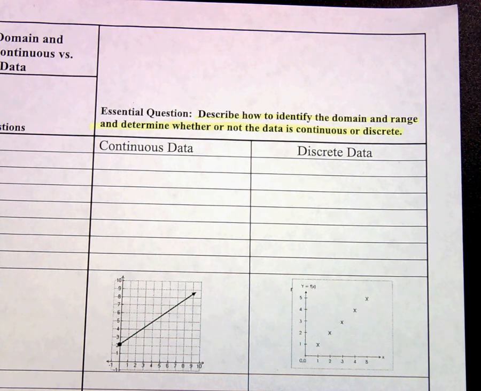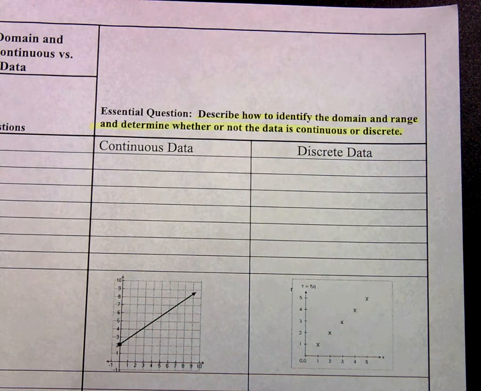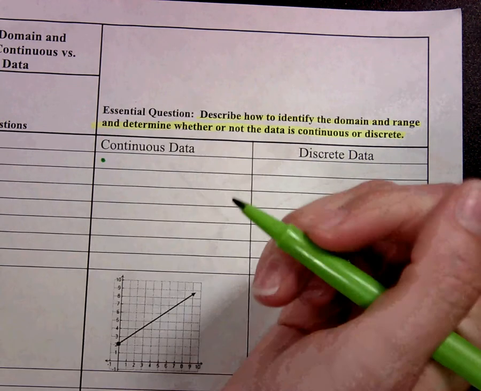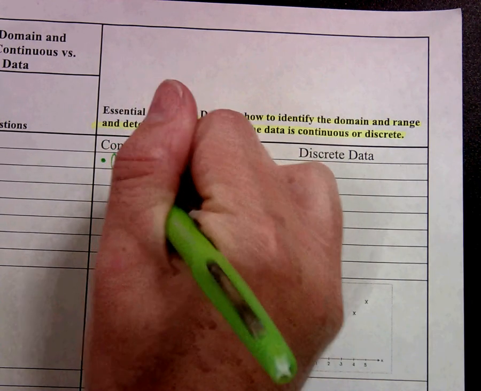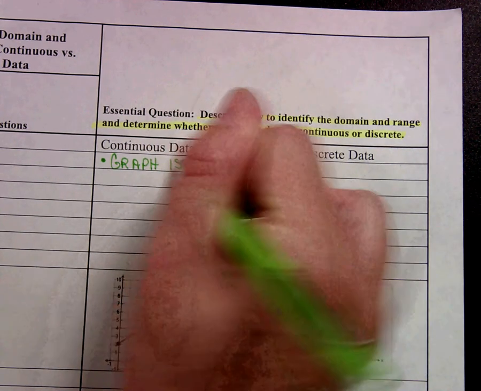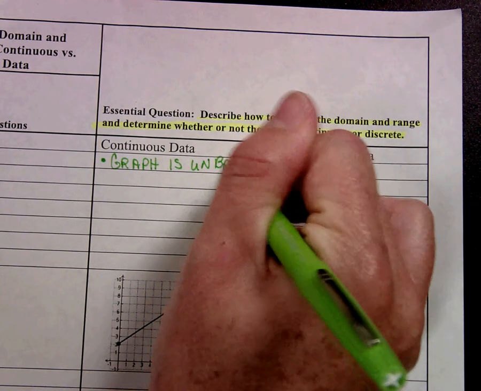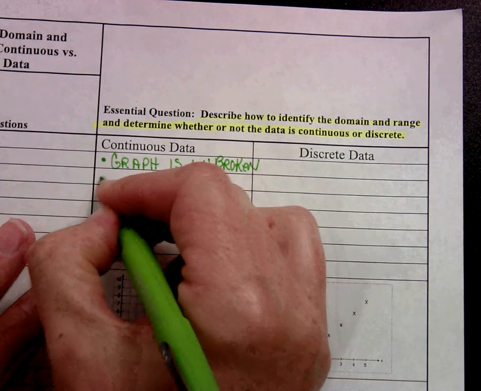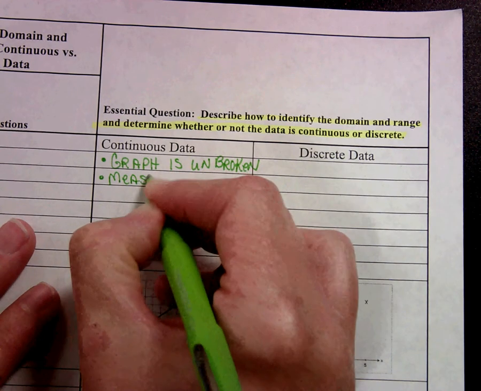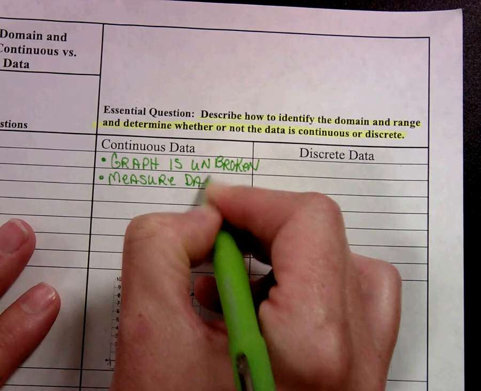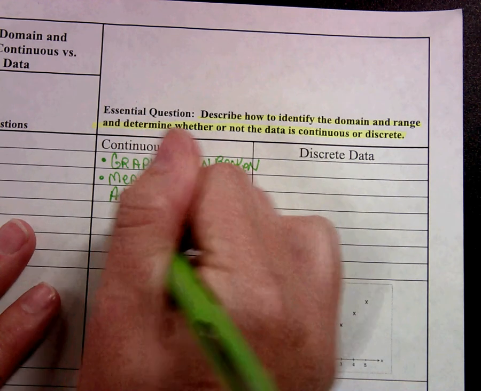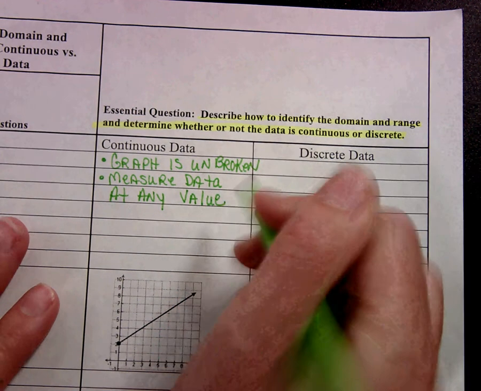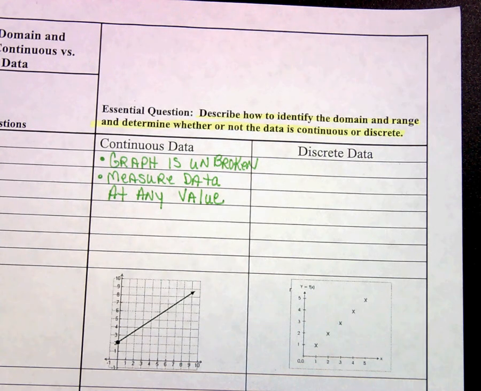So looking at our continuous data and discrete data, let's talk about the differences. Continuous data is going to have a graph that is unbroken. So it's going to be a line. And you can measure the data at any value.